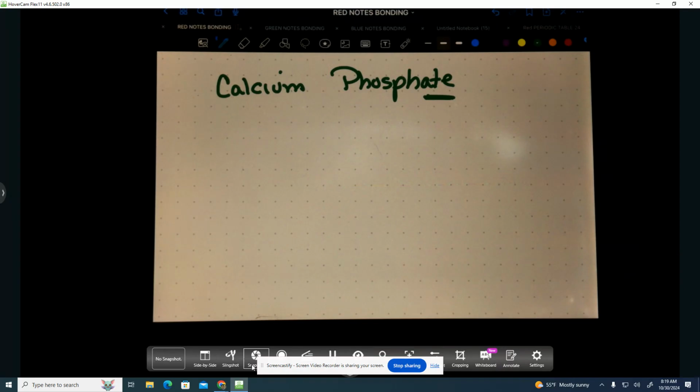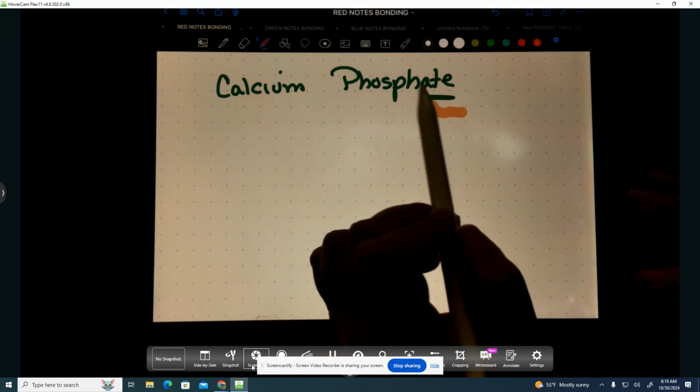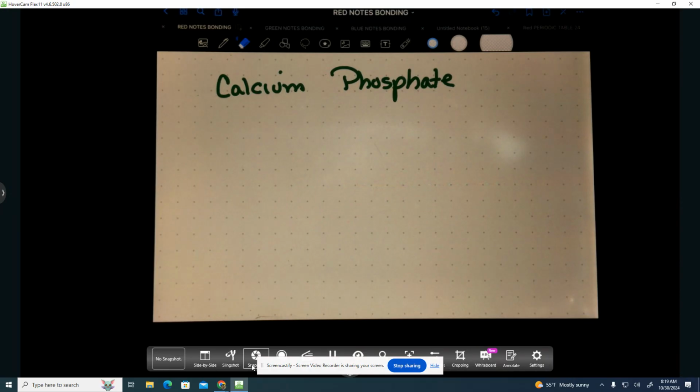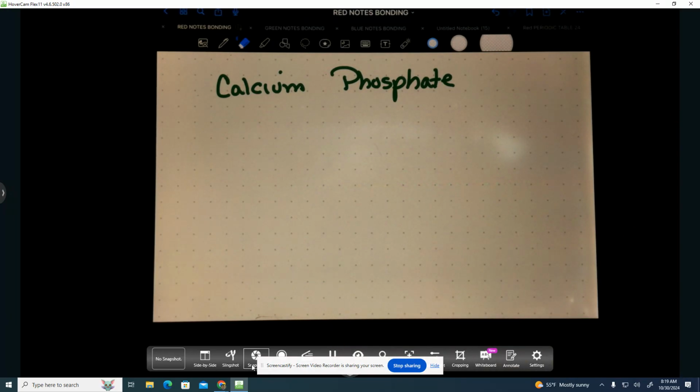Use the polyatomic ion. It ends in -ate, phosphate, right? If it just said calcium phosphide, then it would be binary. But it says phosphate, and it's one of those 7 or 8 that I asked you. I said you're going to have to recognize them. I know they're given to you on your periodic table, but it would take you way too long. So just know that phosphate is a polyatomic ion.